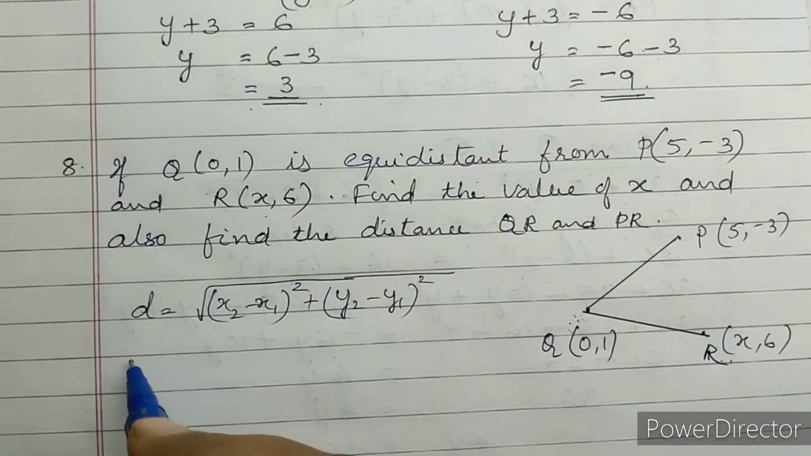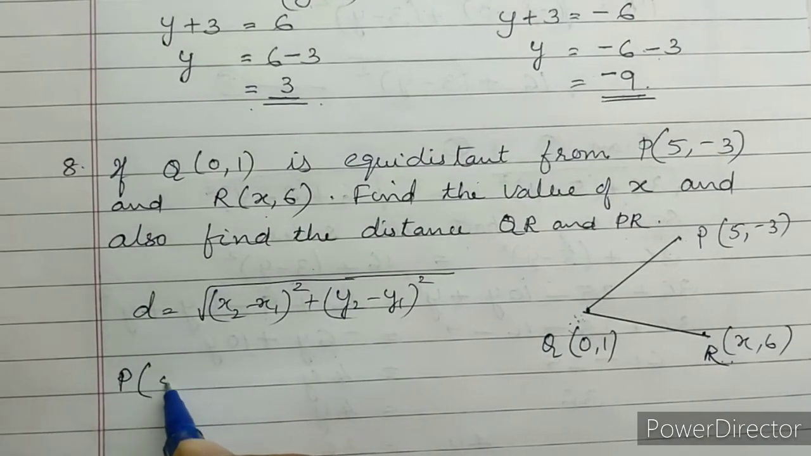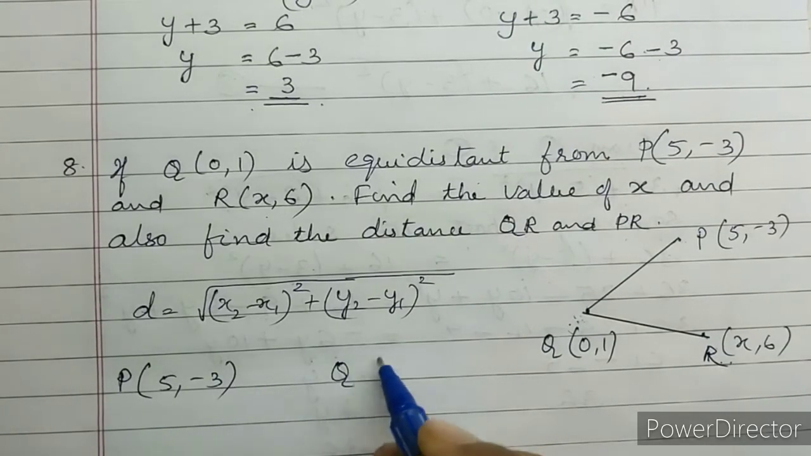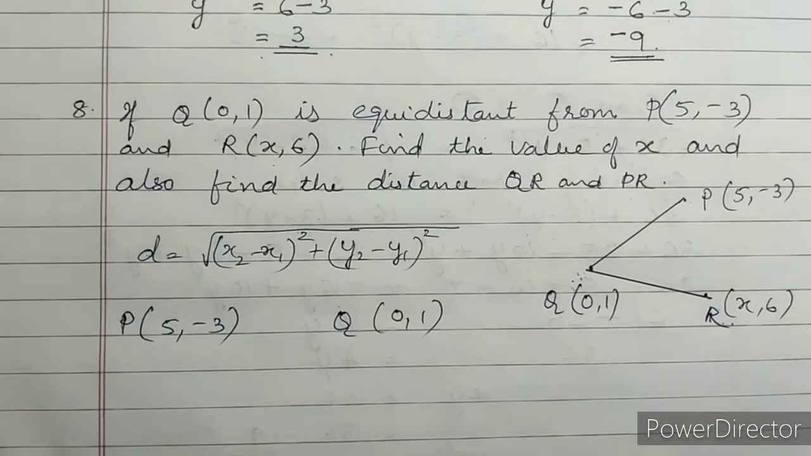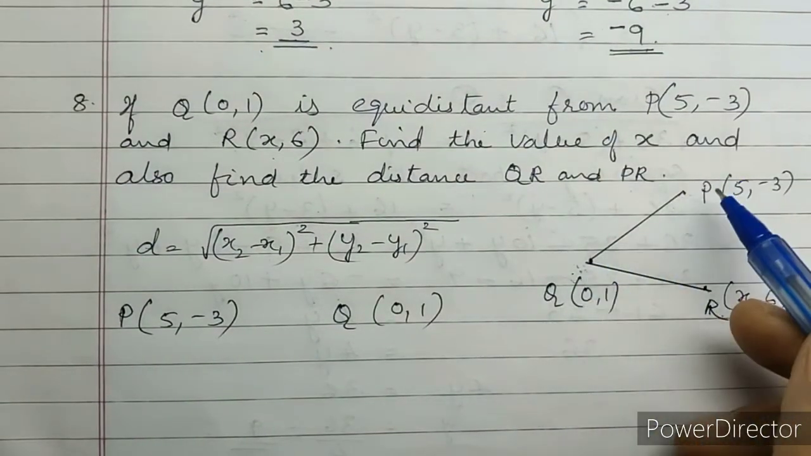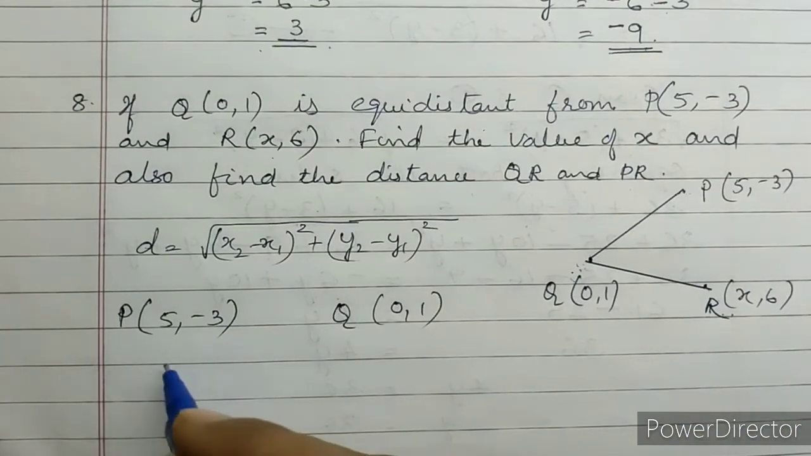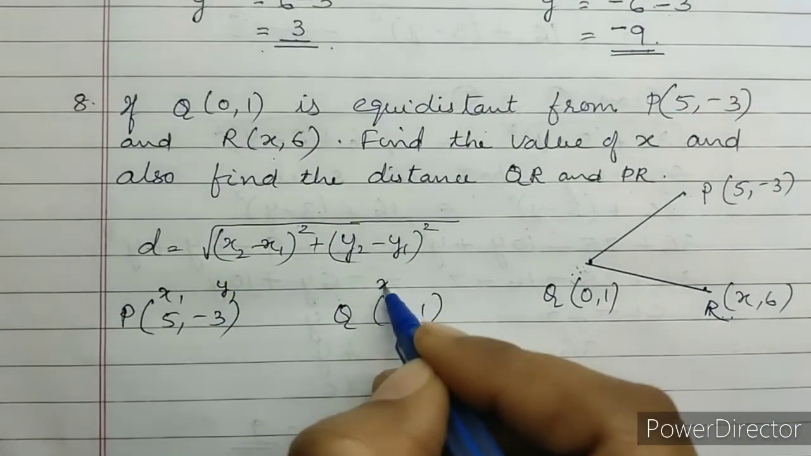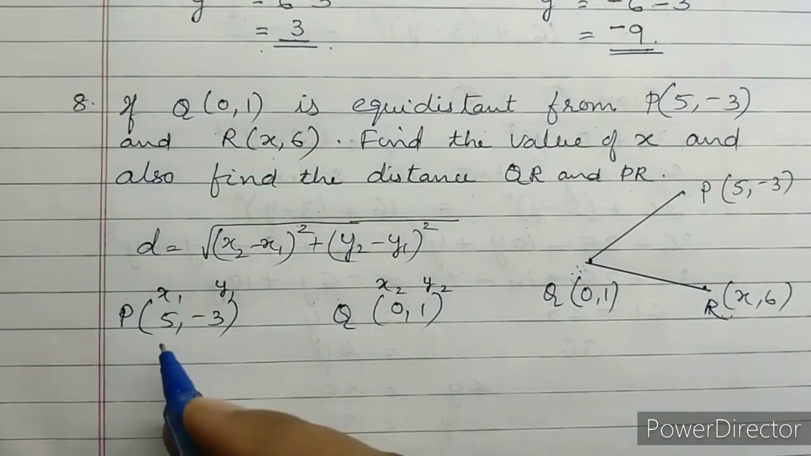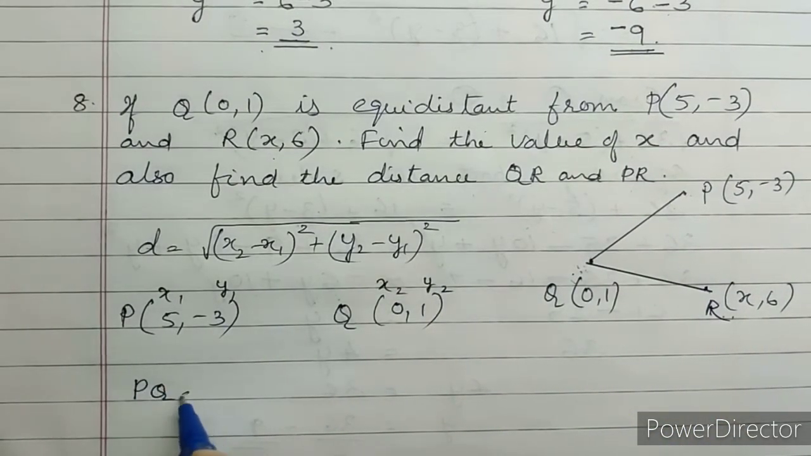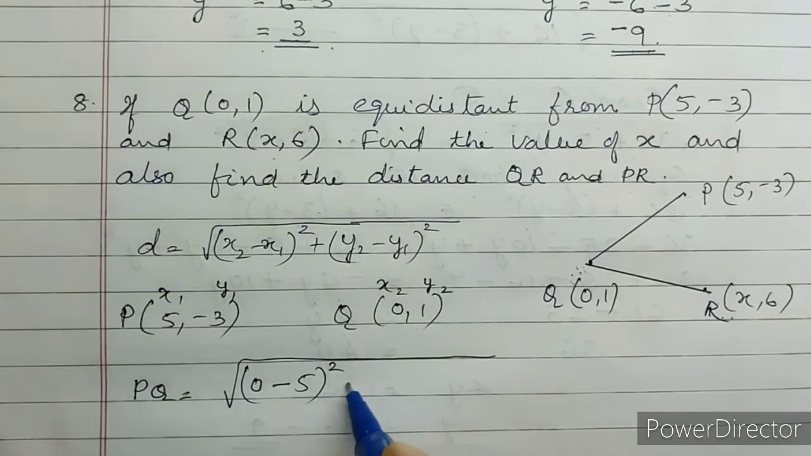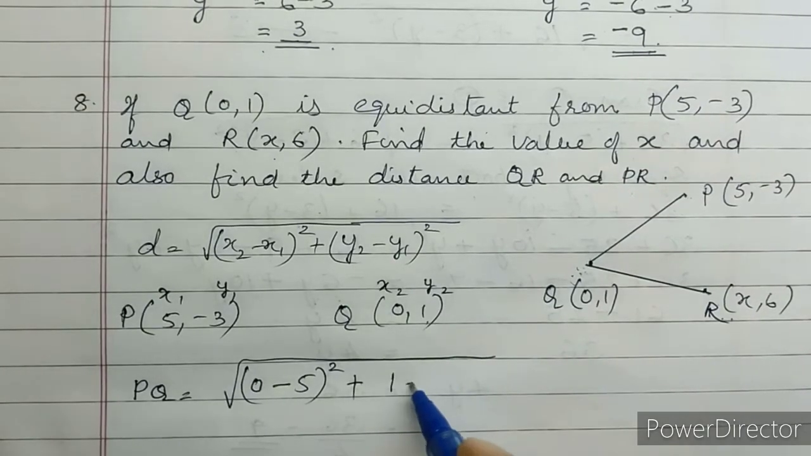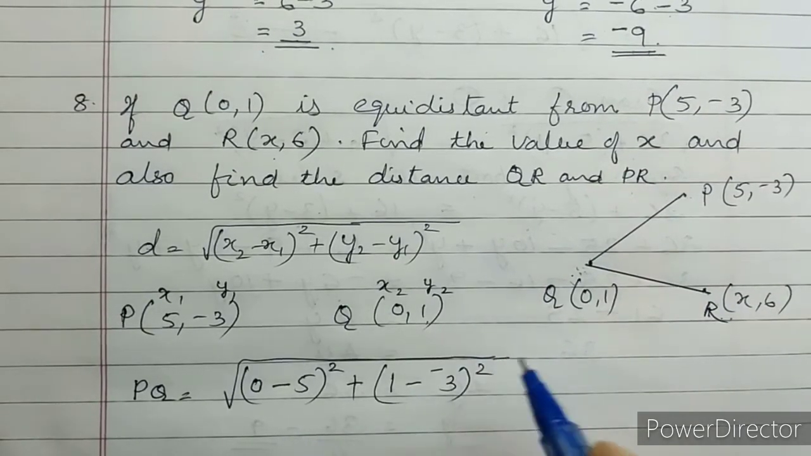First we will find PQ. So P value first you should write, P (5,-3) and Q (0,1). You can find QP also, no problem, same answer you will get, because the length of PQ and QP both are the same. So that is x1 y1 and x2 y2. You have marked. Now PQ is equal to square root of x2 minus x1, 0 minus 5 the whole square plus y2 minus y1, 1 minus negative 3 the whole square.